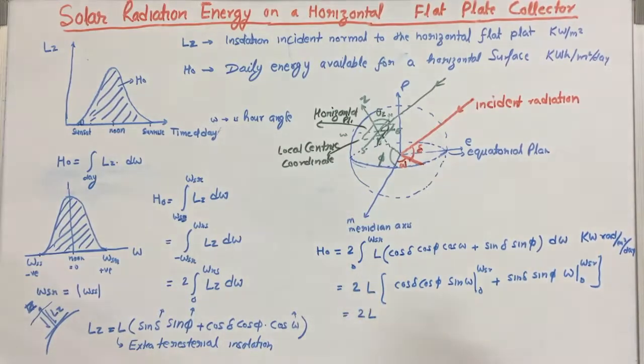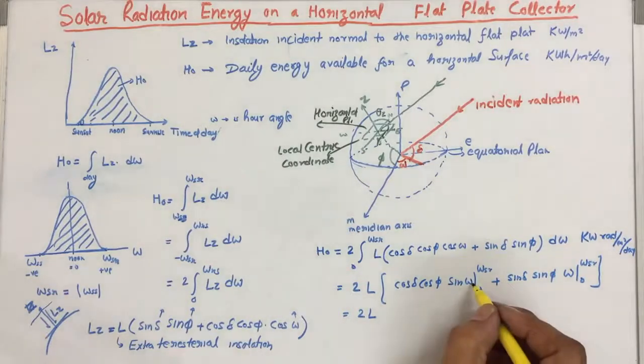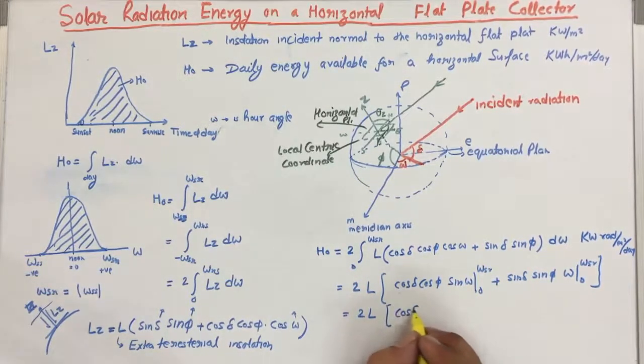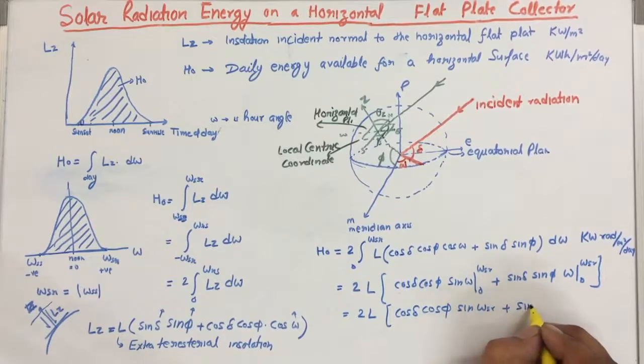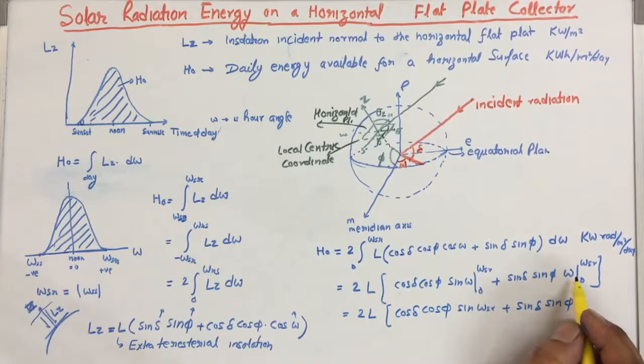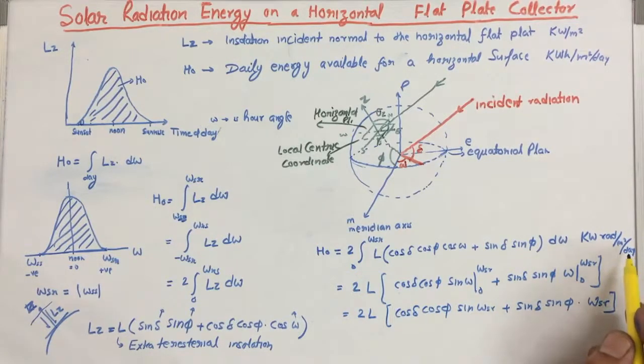Okay, so let us continue. 2L, put the value here: cos delta cos phi sine omega SR, and at 0, sine 0 will be 0, so only this term will be left and the remaining term will be 0, plus sine delta sine phi, and omega will now be omega SR. And this is still in kilowatt radian per meter square per day.